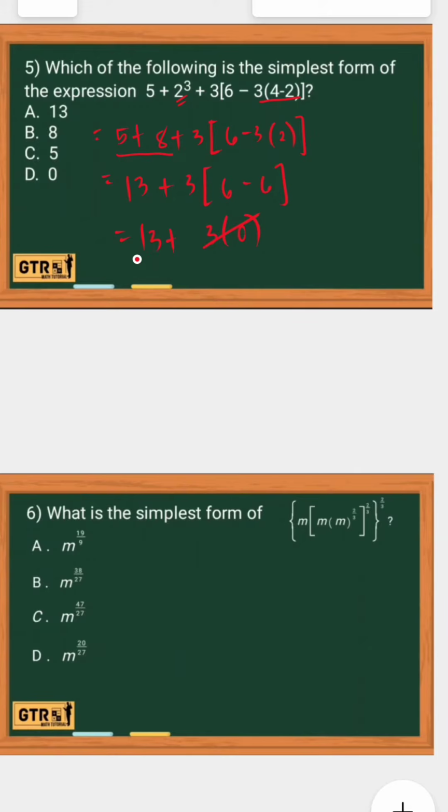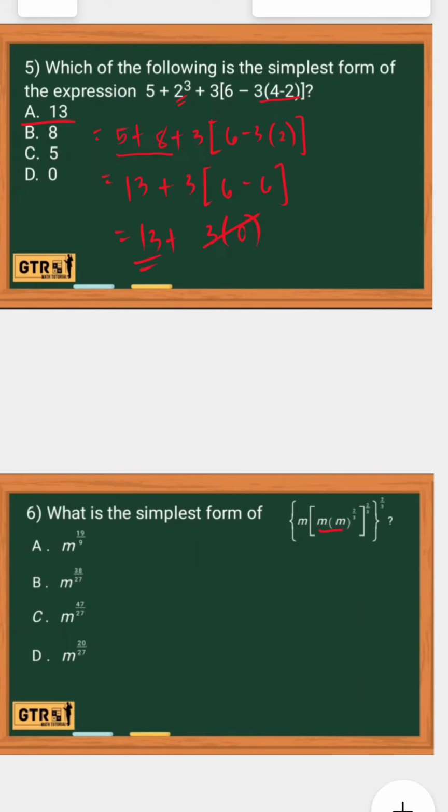So, the final answer is 13, which is letter A. Okay, so next, number 6. What is the simplest form of m times quantity m times m raised to 2/3, raised to 2/3, and then raised to another 2/3? So, start tayo sa pinakaloob.